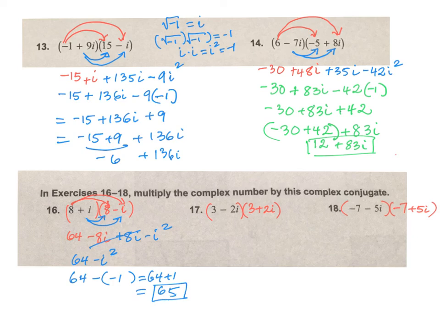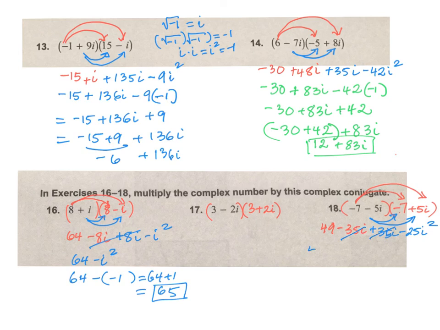In example number 18, we have negative 7 times negative 7, negative 7 times 5i, negative 5i times negative 7, and negative 5i times positive 5i. Now negative 7 times negative 7 is 49, minus 35i plus 35i, and minus 25i squared. Now we have negative 35i plus 35i. We can cancel that. That is 0.